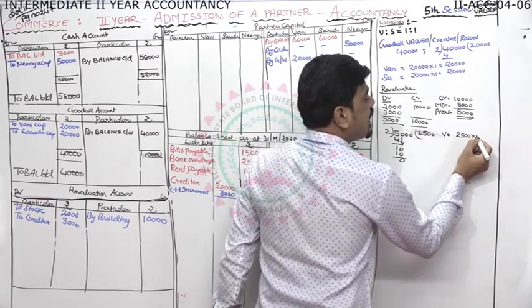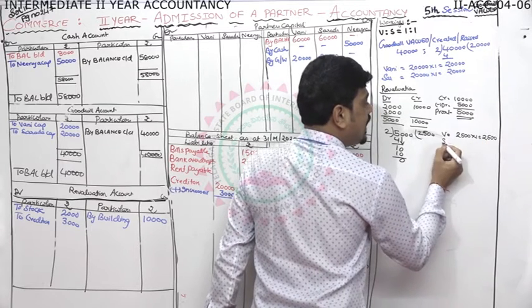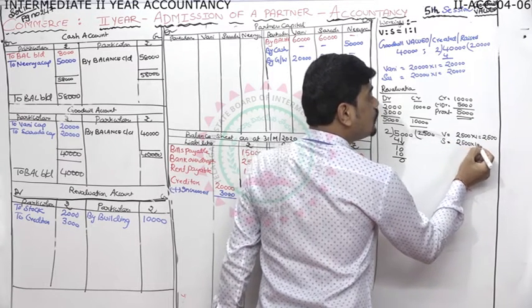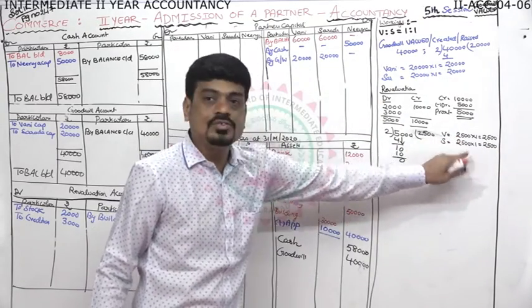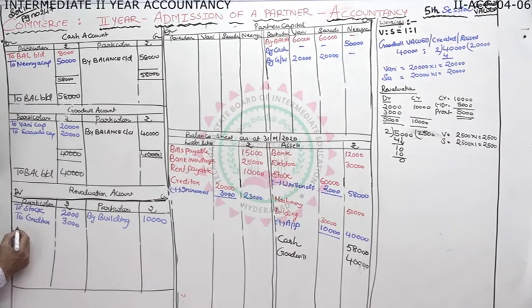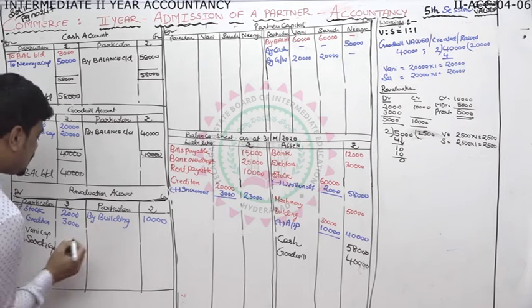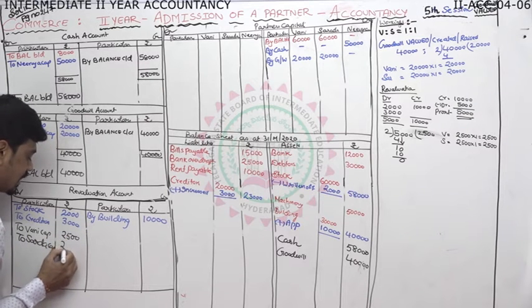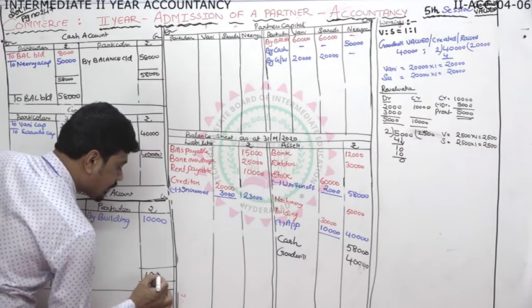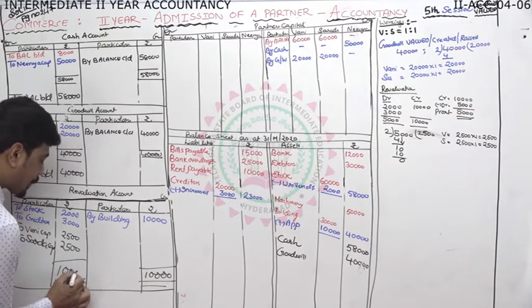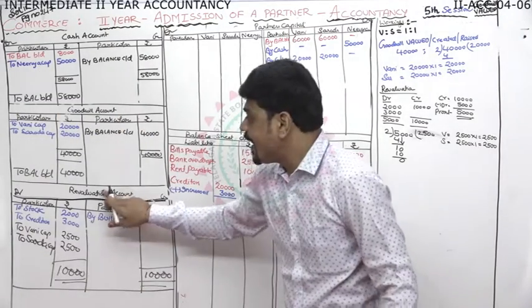Vani: 2,500 into 1, 2,500. Sharada: 2,500 into 1, 2,500. So, each got 2,500. So, we'll post it. To revaluation account debit to partners. So, to Vani capital, to Sharda capital. Each is getting 2,500. Revaluation is closed with 10,000.